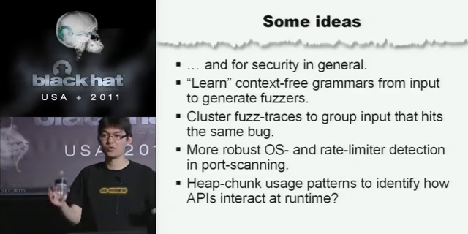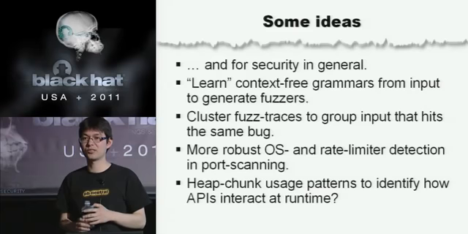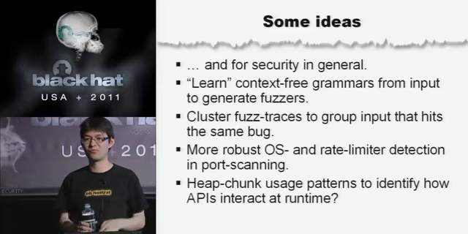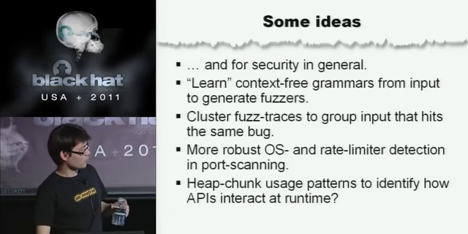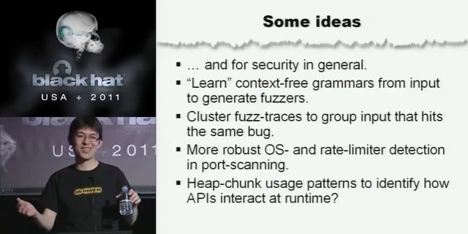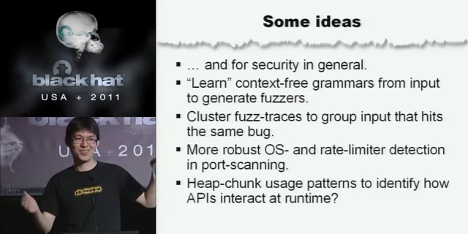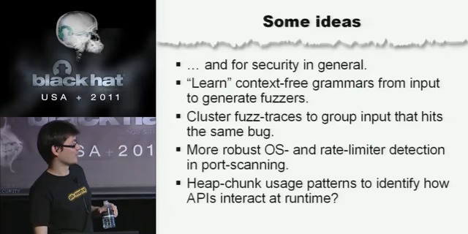Often people come up to you and say, I have 5 bugs in this and that, but really it turns out to be just the same bug, hit in very similar but slightly different ways. You could try to build a more robust OS and rate limit detection for port scanning. And this is a very new idea I'm looking at right now, which is heap chunk usage patterns to identify how APIs interact at runtime. But you see the question mark there, so that's not something I can say much about right now.